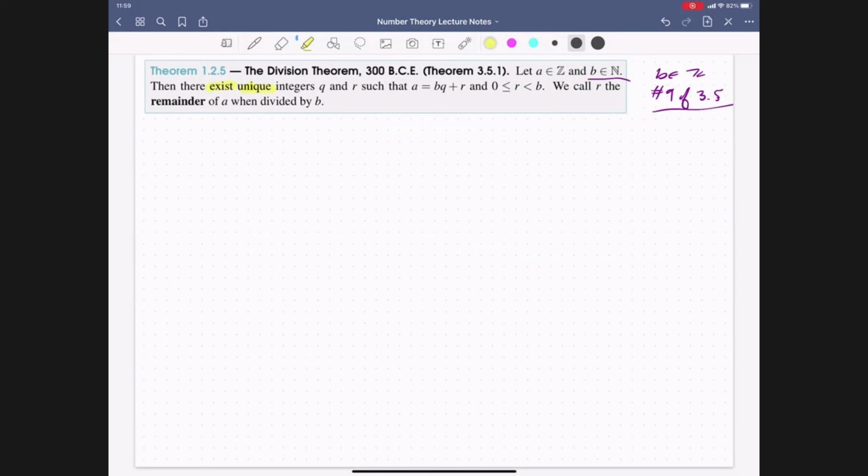Now, in structures, this is a theorem that is proven using induction. Instead, I will be providing a proof using the ordering principle, just as we saw for the result that every number greater than 1 is either prime or a product of primes. So we're going to be using the ordering principle to establish the existence portion of the theorem.